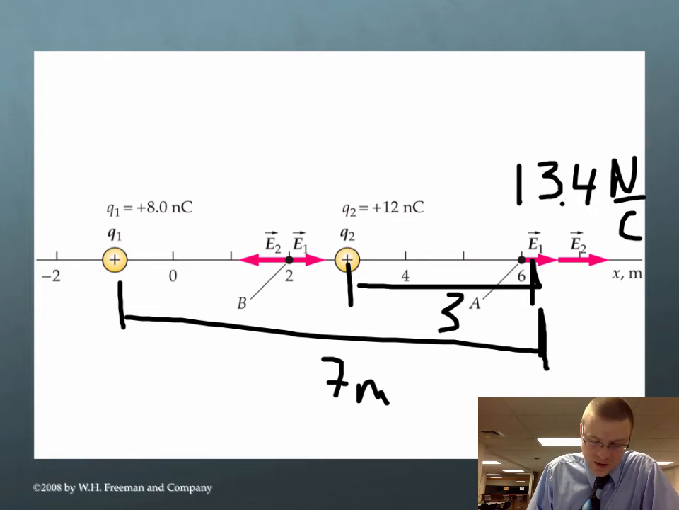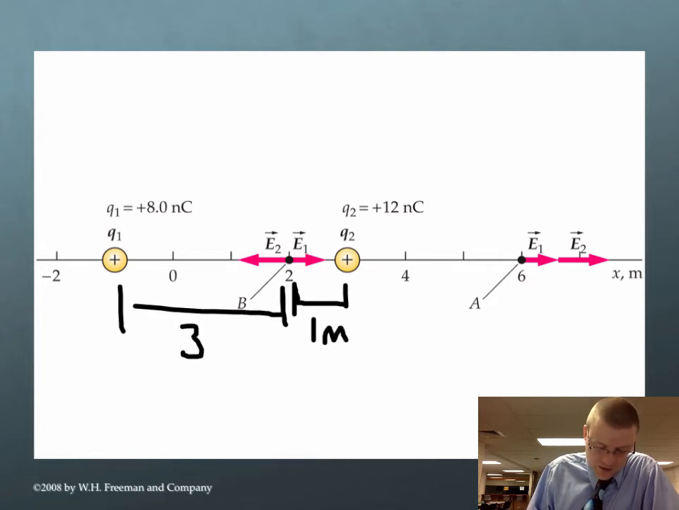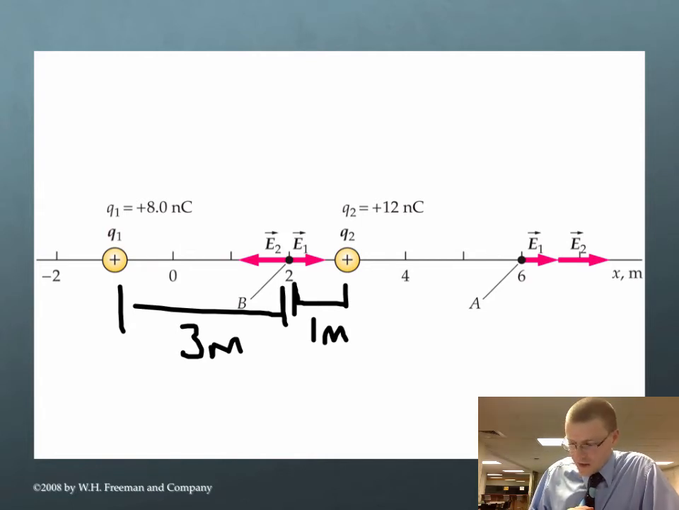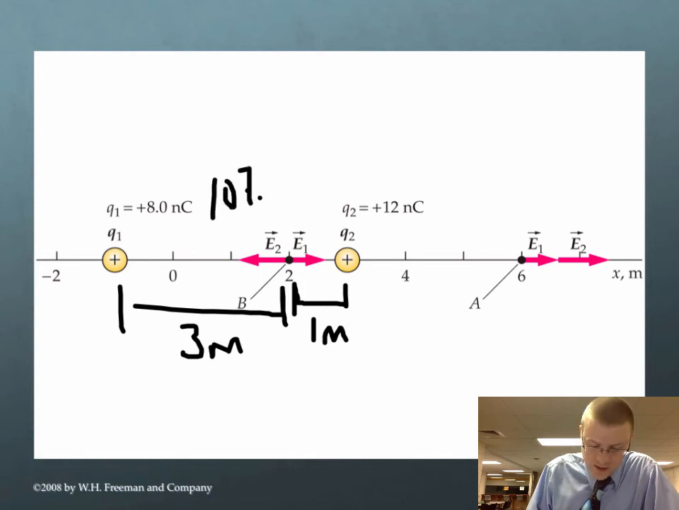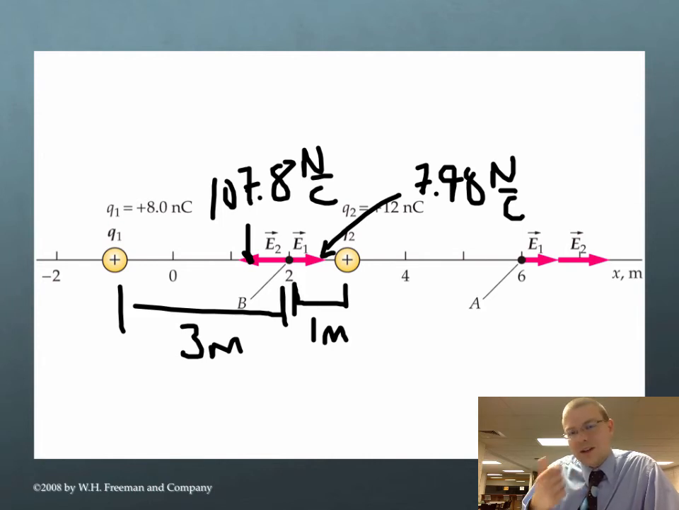Well, location B, you're going to do the same thing again. Do kQ over r squared, except you have new distances. Charge 2 is now only a meter away, and charge 1 is 3 meters away. Putting in those values for the electric field strength, E2 ends up being 107.8 newtons per coulomb. And if you do the electric field strength for E1, E1 ends up around 7.98 newtons per coulomb. So the electric field from charge 1 is a lot weaker. 1, it's a smaller charge, and 2, it's further away. You're closer to that Q2, so that field is much stronger.